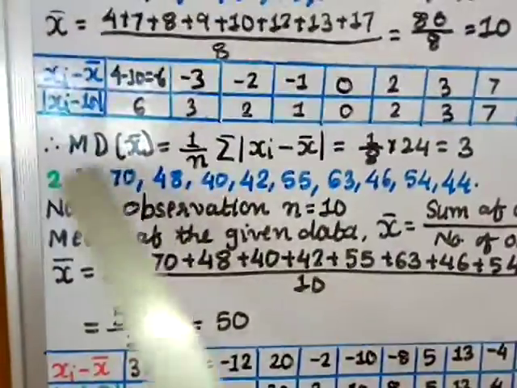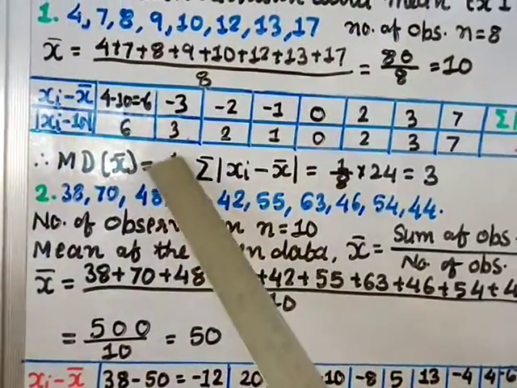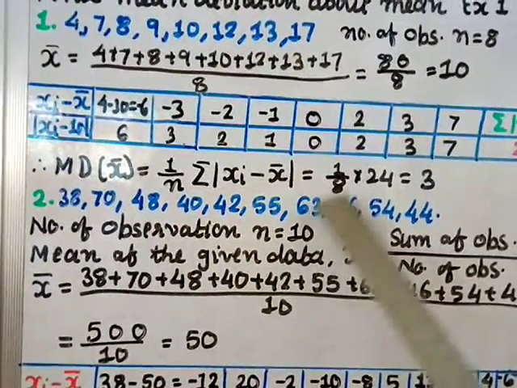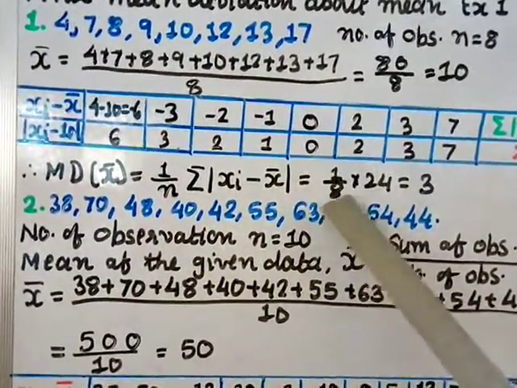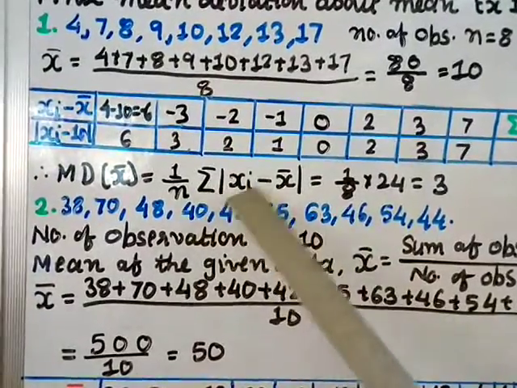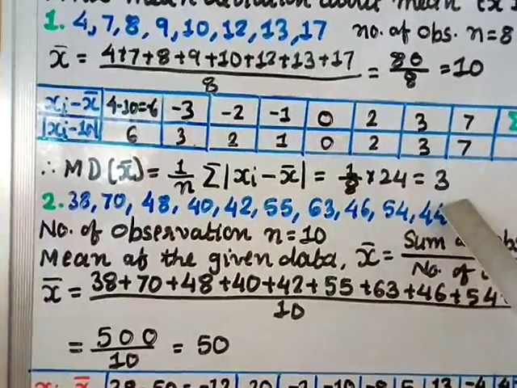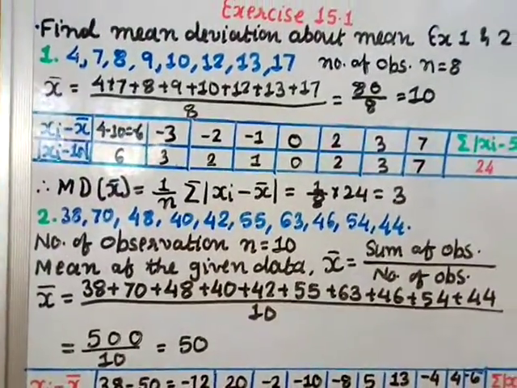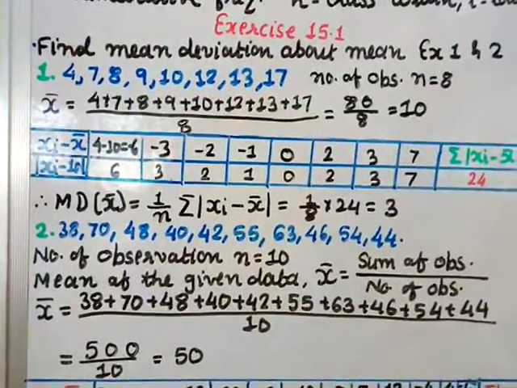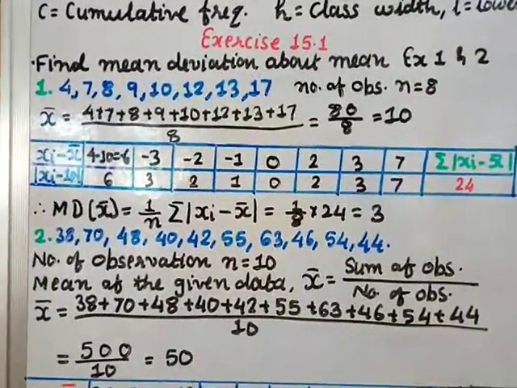So I am writing here the formula equal to 1 by n. N is the number of observations, that is 8. So put 1 by 8 into sigma modulus of xi minus x bar, which is 24. So into 24, cut by 8, you get 3. So the mean deviation about the mean for the given data is 3.